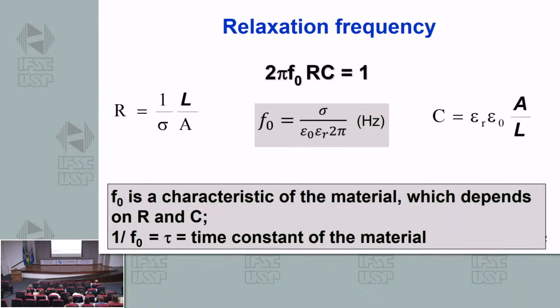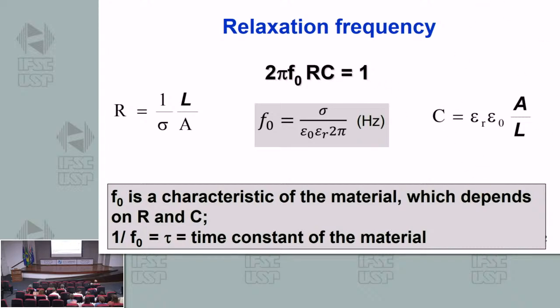So, what is the importance of this relaxation frequency? The relaxation frequency is independent of the geometrical parameters, while the resistance, I'm talking about resistance, not resistivity, depends on the geometrical parameters, the thickness and area of my sample. The capacitance also depends on the thickness and area of the sample. The relaxation frequency depends only on the conductivity and the relative permittivity of my sample. So the relative permittivity is independent of the geometrical parameters, but not the capacitance. So F is a characteristic of the material which depends on R and C.